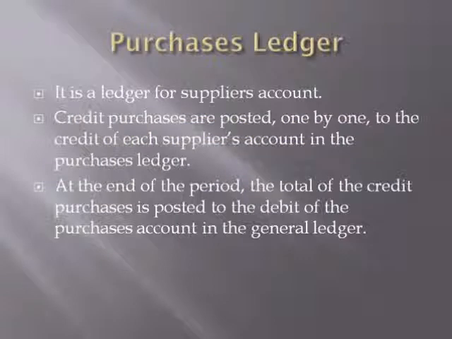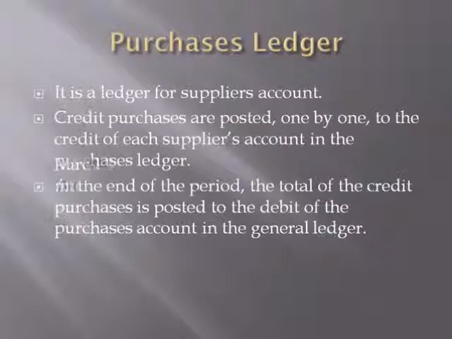Now we look at the Purchases Ledger. It is a ledger for suppliers' accounts. Therefore, this ledger will consist of persons who are supplying you with products or goods and services. Credit purchases are posted one by one to the credit side of each supplier's account in the Purchases Ledger. At the end of the period, the total of the credit purchases is posted to the debit of the purchases account in the general ledger.